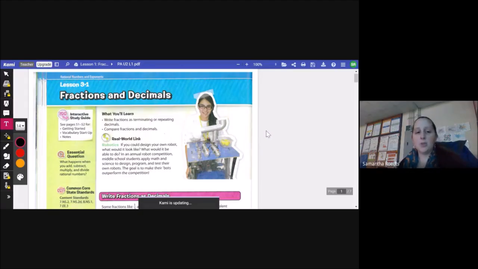Right, this is Unit 2, Lesson 1, Fractions and Decimals. So our lesson essential question for this unit is: what happens when you add, subtract, multiply, and divide rational numbers? In this lesson, you'll learn to write fractions as terminating or repeating decimals and compare fractions and decimals.